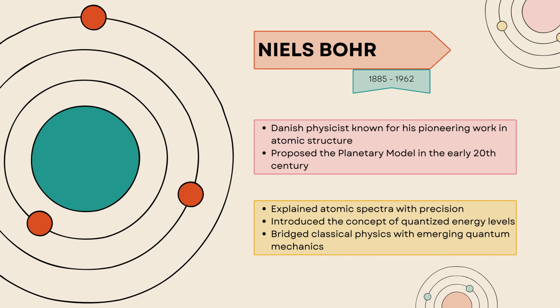Niels Bohr, 1885 to 1962. Danish physicist known for his pioneering work in atomic structure. Proposed the planetary model in the early 20th century. Explained atomic spectra with precision. Introduced the concept of quantized energy levels. Bridged classical physics with emerging quantum mechanics.